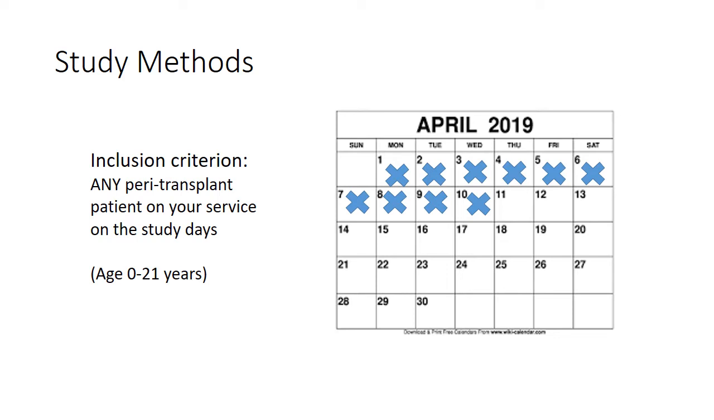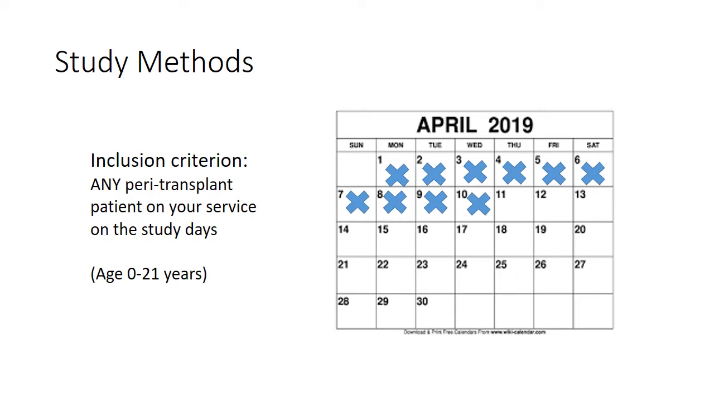Now, on to study methods. This study will take place from April 1st through April 10th, 2019. Our goal is to include every patient in the peritransplant period who is present on your service during the 10 study days, regardless of the timing of the transplant. We are interested in children at day -7 and at day +7 and everywhere in between.